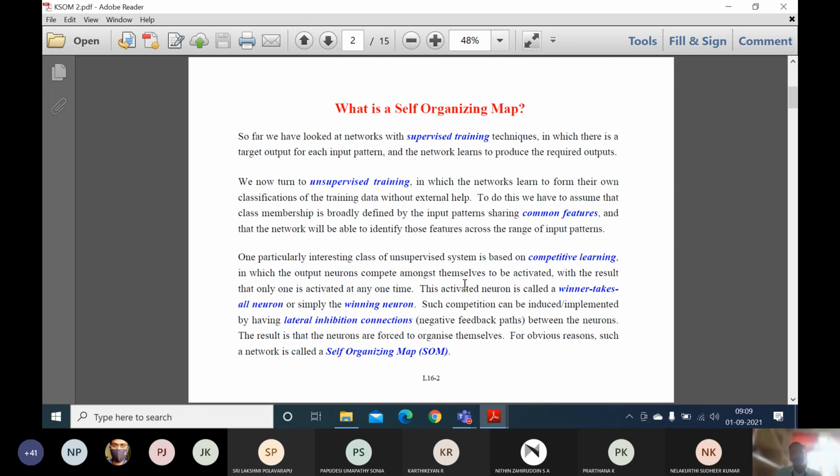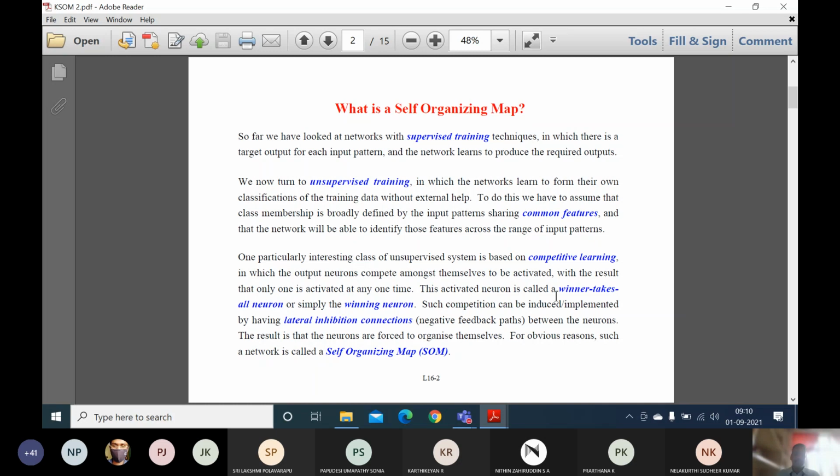The output neurons compete among themselves to be activated, with the result that only one is activated at any one time. That activated neuron, the competent neuron, may be considered the winning neuron, or the class topper, or the winner-takes-all neuron. That is considered a competitive learning process. In a class of 60, all 60 cannot get 9.5 or 10 out of 10. Only one person can, and that may be considered the winning neuron.